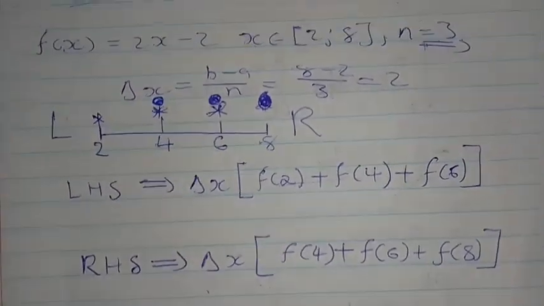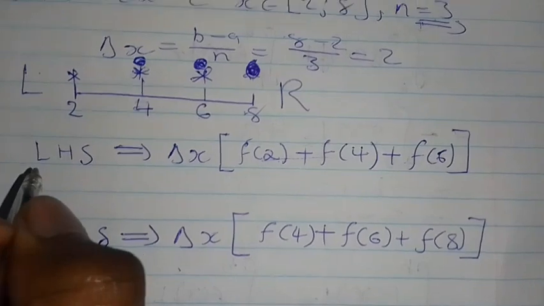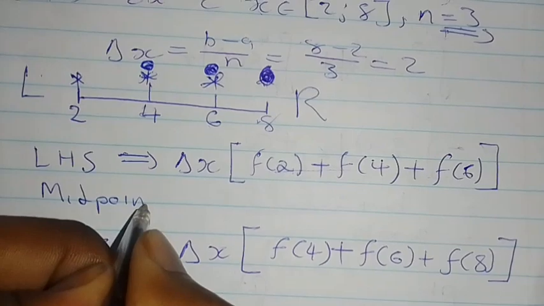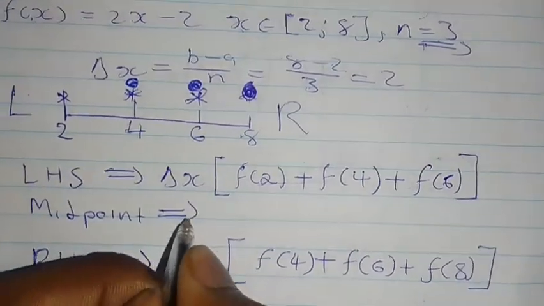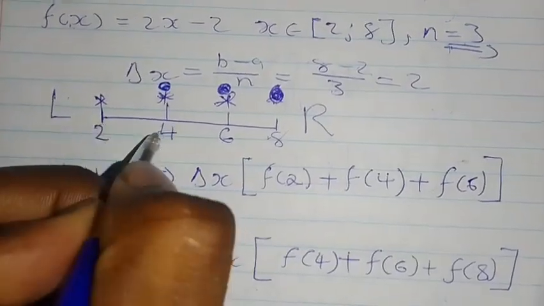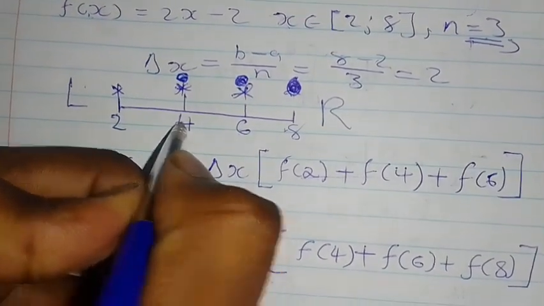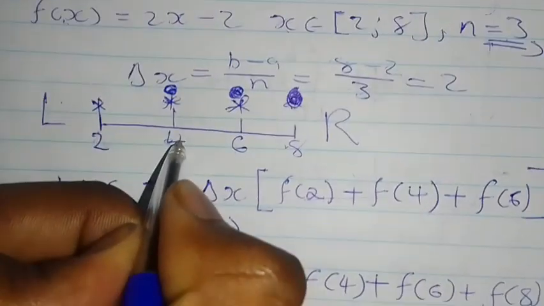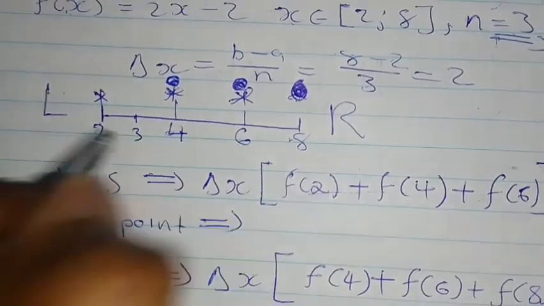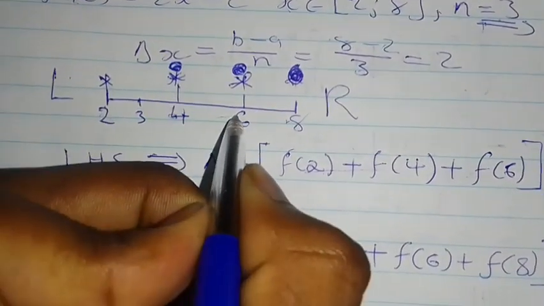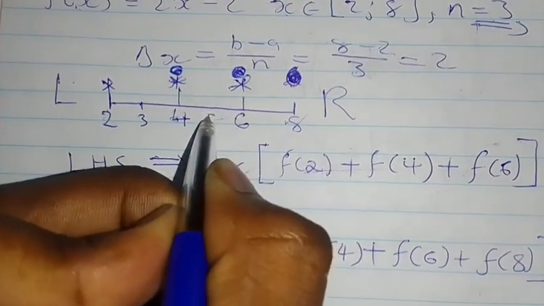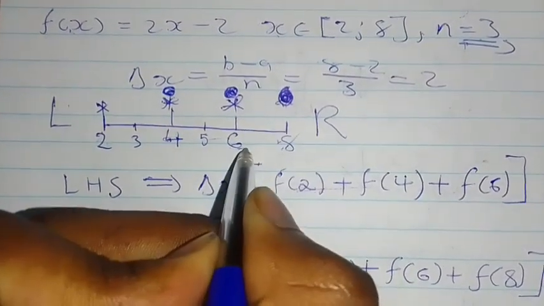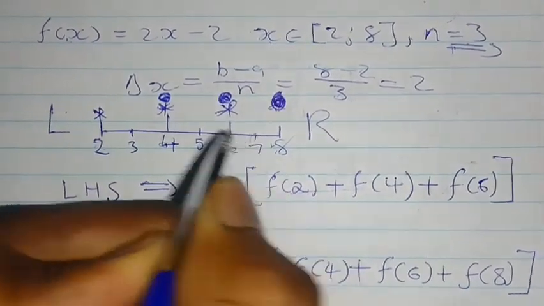But now what if you want to use the midpoint rule? Between 2 and 4, what number lies between 2 and 4? You're going to say 2 plus 4, which is 6, and you divide by 2, then you get 3. You say 4 plus 6, which is 10, then you divide by 2, and you get 5. You say 6 plus 8, which is 14, then you divide by 2, and you get 7.